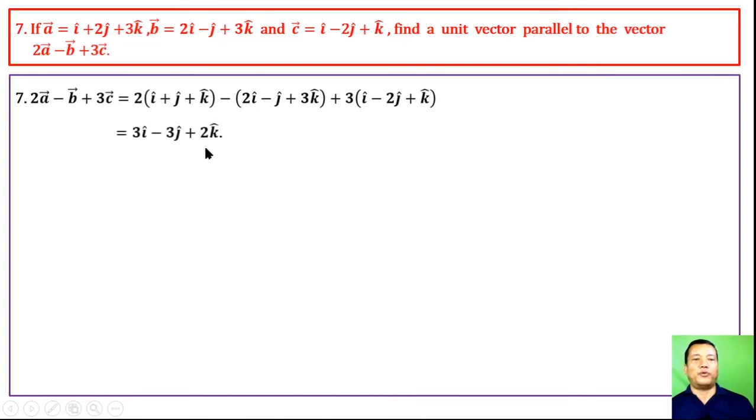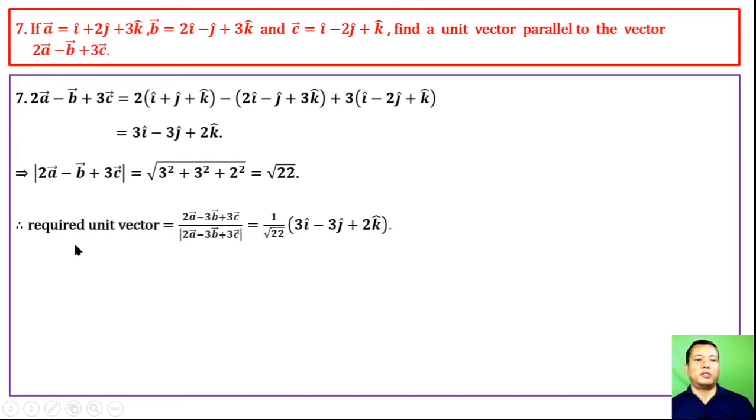Sum up, we get twice I cap minus twice J cap plus twice K, whose magnitude is square root over 3 square plus 3 square plus 2 square, that is square root of 22. Therefore, required unit vector along the above vector is the vector itself divided by its magnitude. We get 1 by square root of 22.